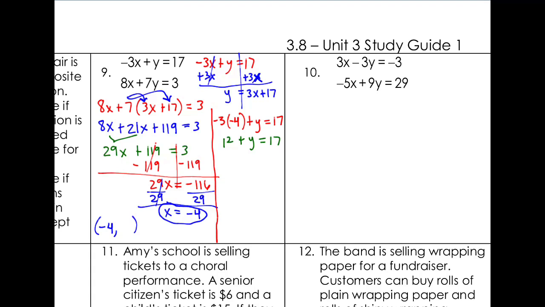We want to get rid of that 12, so leave y by itself. So that's 12 minus 12 on this side. And that's going to leave us with y equals 5. So we know that we have -4, 5. It's going to be our solution. All right, let's look over at number 10.